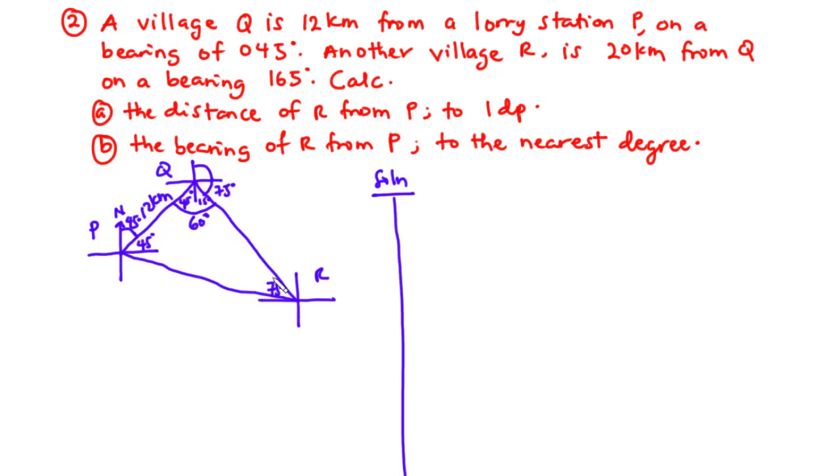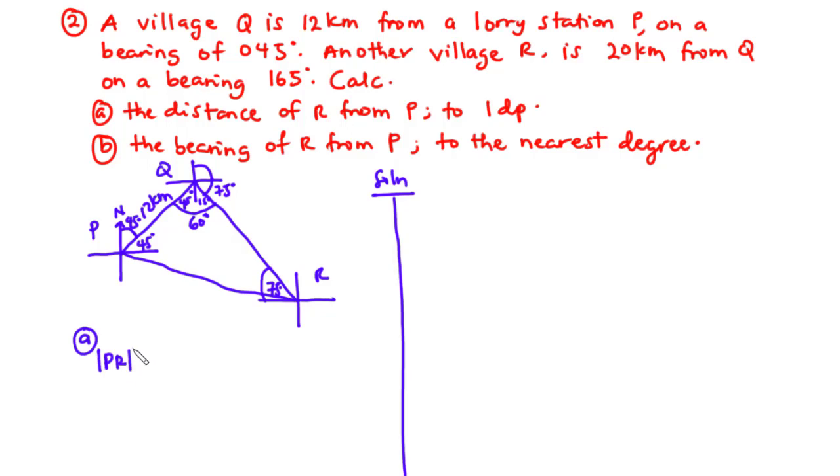Now this 75 degrees is from this point to this point, okay? From this point to this point, not in between the two. Now let's calculate E, the distance of R from P to one decimal place. Now we have this angle to be 60 degrees, okay? Since it's not 90 degrees, we can't use the Pythagoras theorem. We are going to use the cosine rule.